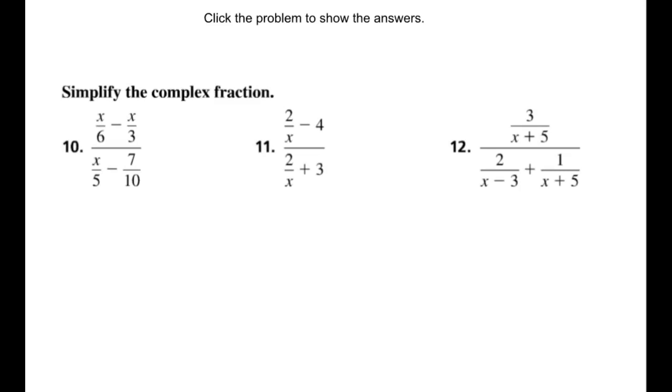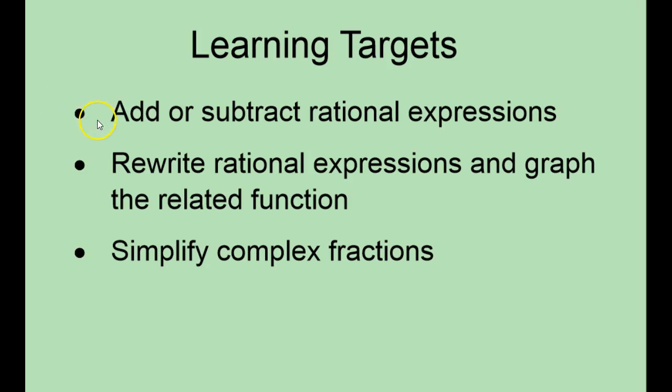So let's look back at our learning targets to see how we did. Okay. So the first one was to add or subtract rational expressions. And we looked at two different ways we could do that. We can look at all the pieces and then go from there. Or we can find our lowest common denominator and then add or subtract them. The second learning target was rewriting rational expressions and graphing the related function. This is another way that we can rewrite the expressions. We've done this before by division, and now we're using a different way.